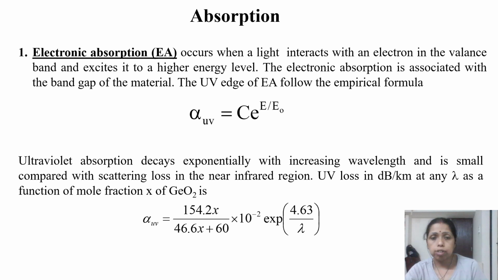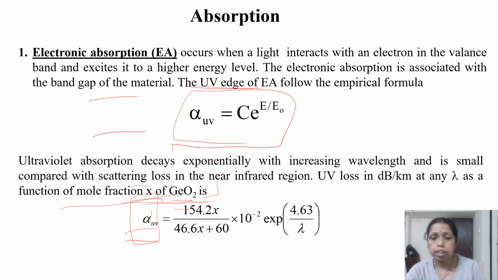So the electronic absorption, that is the UV absorption. Here you can calculate the UV absorption: alpha is equal to C e to the power E by E0. So this alpha, the attenuation in the UV region, you can calculate from the molar function of the material which is used for the fiber. This material, the conduction band, valence band concept I told for this material.